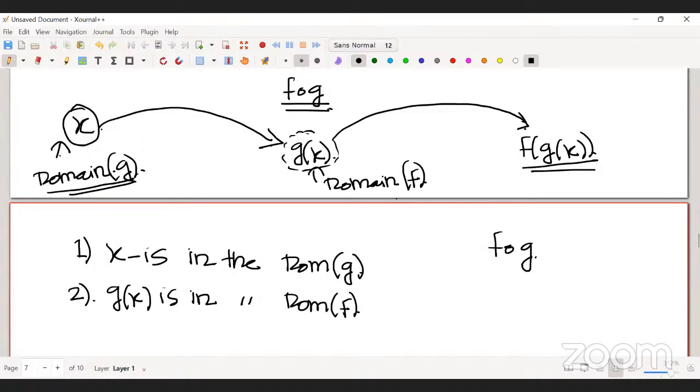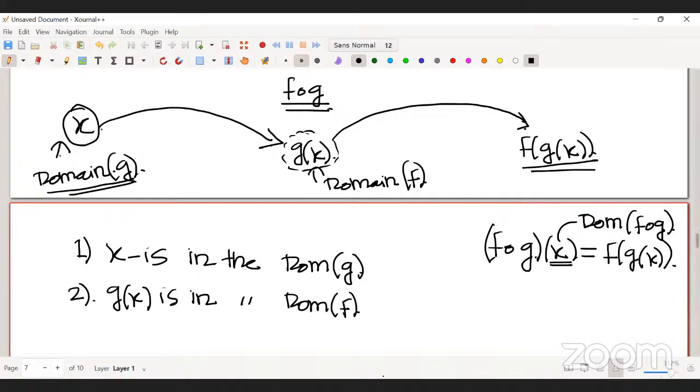No, see, when I am writing f circle g, that is x, right? x is in the domain. So in this case, I'm trying to compute the domain of f circle g. How do we define f circle g? This is nothing but f of g of x, right? So when can I say that x is in the domain of f circle g? The first thing is g of x should be defined. That means x is in the domain of g. The second thing is f of g of x should also be defined. That means g of x is in the domain of f. We have to check two conditions.